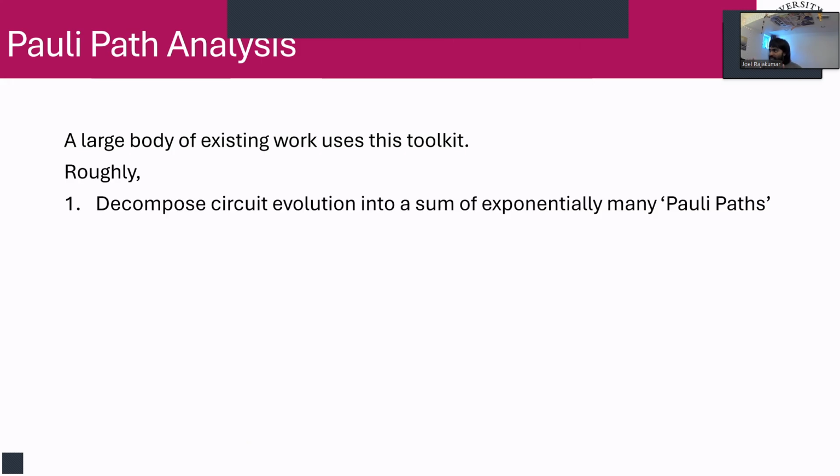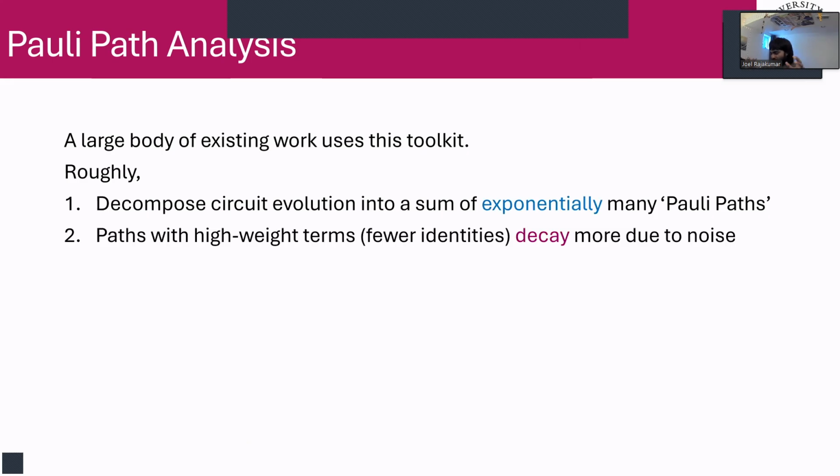Very roughly, the idea behind the polypath analysis toolkit is that you can decompose your circuit evolution into a sum of exponentially many polypaths. When you have this model with depolarizing noise after every layer, paths with high weight terms, fewer identities, decay more due to noise. Maybe your path started off with a few X's and Y's, and throughout the circuit, it can go up and down in weight. But the total weight characterizes how many depolarizing channels it experiences and how much it will decay.